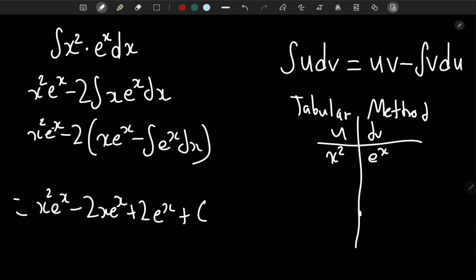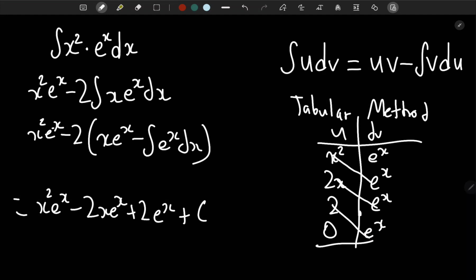Now you will differentiate u until you get 0, so x squared differentiated will be 2x and then 2 and then 0, right? And we will integrate dv until we reach 0 here. So it will be e to the power of x, e to the power of x, e to the power of x. Now all we need to do is multiply it diagonally. So the first u multiplied by the second dv, and then the same thing for the next one, and then the same thing for the last one.